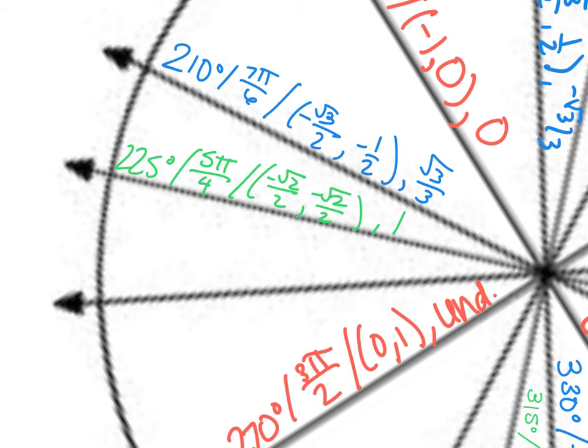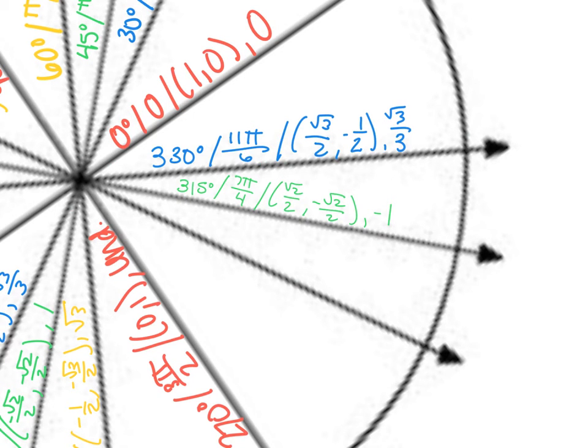Next, this angle here is going to be 240 degrees. The radians are 4 pi over 3, and the point is (negative 1/2, negative radical 3 over 2), and the tangent is just radical 3.